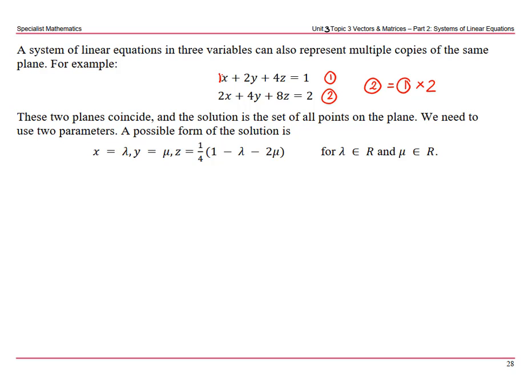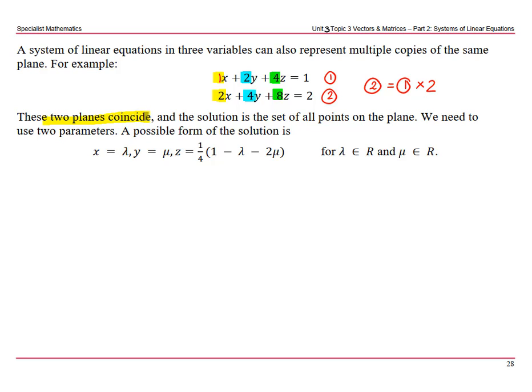So there's a 1 in front of the x in our first equation. 1 times by 2 is 2. For our coefficient of y, 2 times by 2 is 4. And for our coefficient of z, 4 times by 2 is 8. So these two planes coincide. And the solution is a set of all points on the plane.